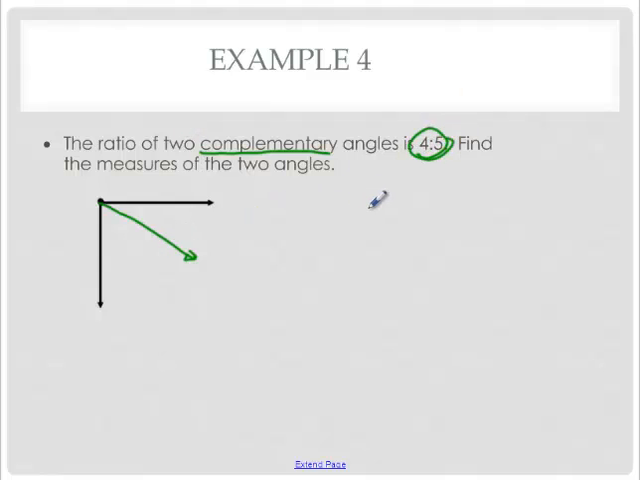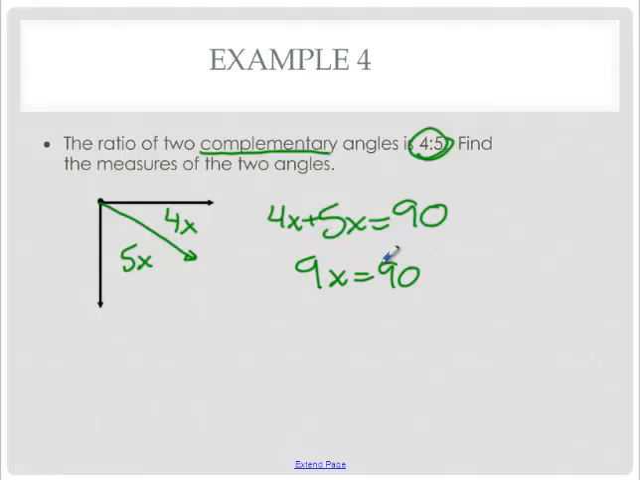Whenever you see a ratio of 4 to 5, it could be 4 and 5, it could be 8 and 10. It's any multiple of 4 and 5. So I'm going to use a variable 4x and 5x. You're going to see this throughout the year. Whenever you see a ratio, you put an x at the end. Now complementary angles add up to 90 degrees, so 4x plus 5x equals 90 degrees. 4 plus 5 is 9. So x is 10. Since x is 10, I need to plug it back in, which gives me 40 degrees and 50 degrees.